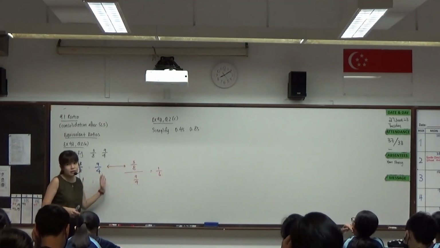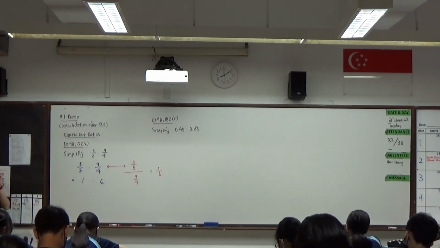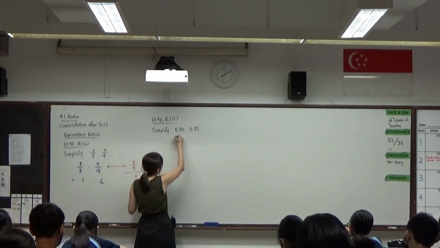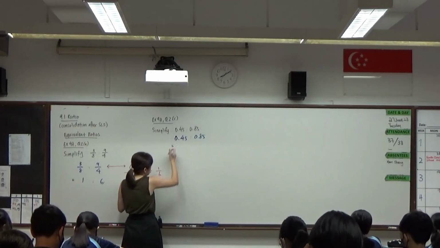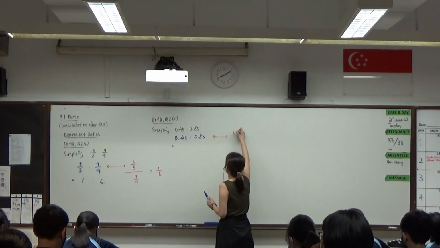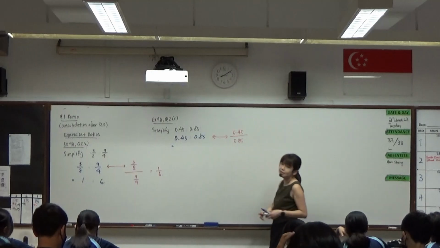So this is a rough working. Okay, that's why I wrote it in red. Okay, formally what you write in your working itself, you write in blue. Okay, so 0.45 is to 0.85. When I want to simplify this ratio using my calculator, I can press into my calculator 0.45 divided by 0.85.